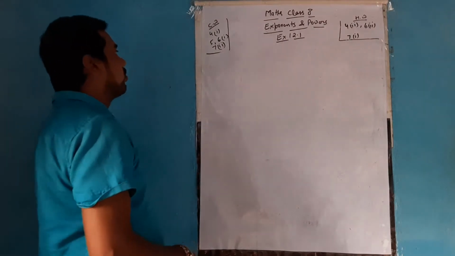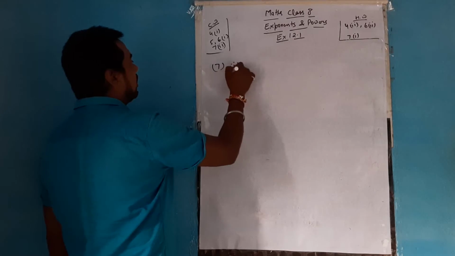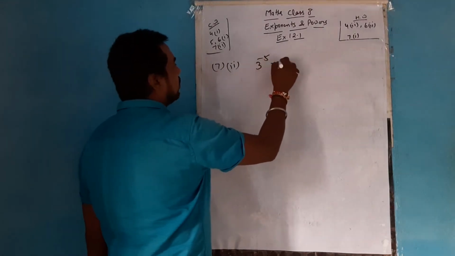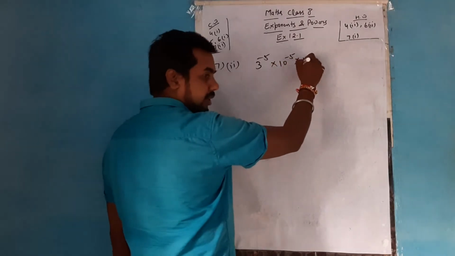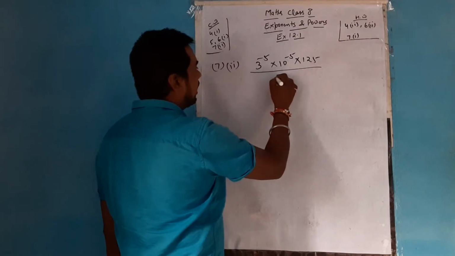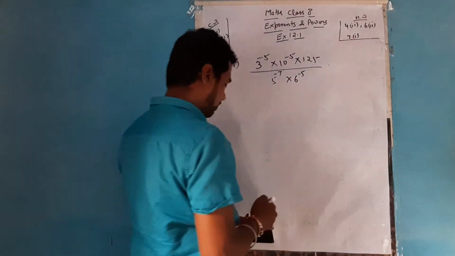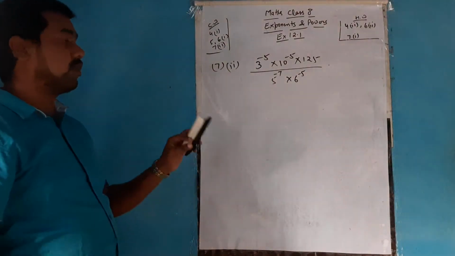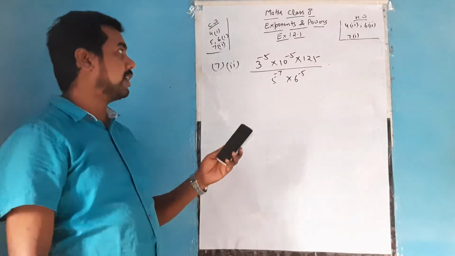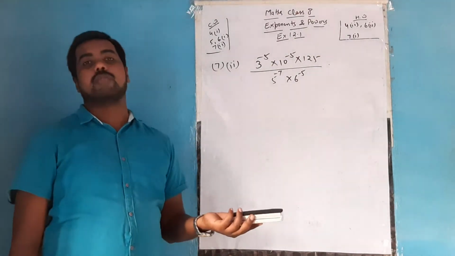And now I'll move on with question number 7, second part. The second part says 3 power minus 5 into 10 power minus 5 into 125 upon 5 power minus 7 into 6 power minus 5. So what I'll do here, first of all, those having negative exponents, I'll try to make them positive by changing their places. The numerator comes to the denominator and the denominator goes to the numerator.